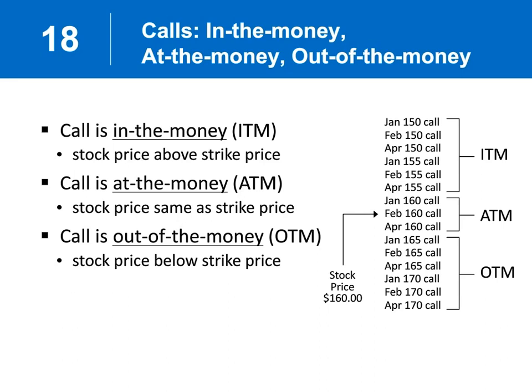Clearly, the 160 calls are at the money. Those 165.70 and any calls higher than that are going to be out of the money because the stock price is below the strike price. And then any strike below the 160, in our example, the 55s and 50s, they're in the money. Anything below 160 is going to have some intrinsic value along with probably some time value, and of course then they are in the money calls.